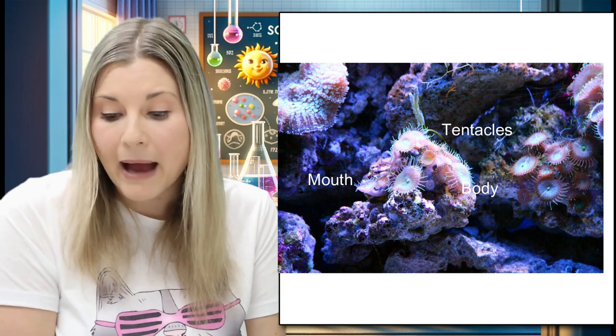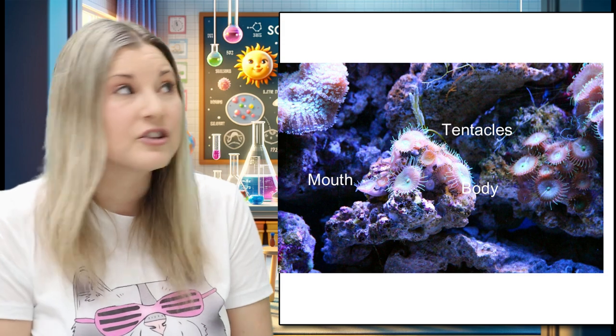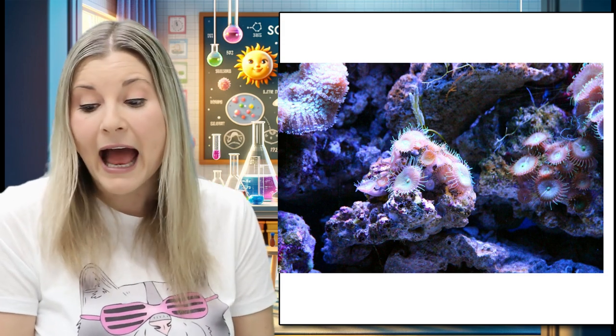Let's look at a reef diagram. This is called a coral polyp. On a coral, there are tentacles, there's a mouth, a body, so many different parts. And coral reefs are formed of colonies of coral polyps held together with calcium carbonate. Isn't that crazy? All of this happening in our oceans.